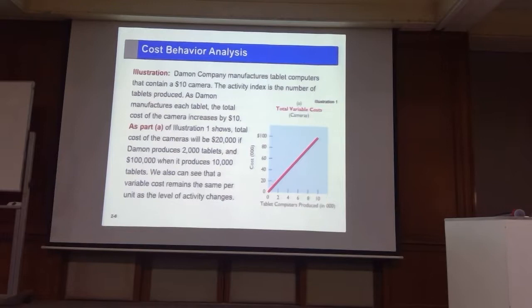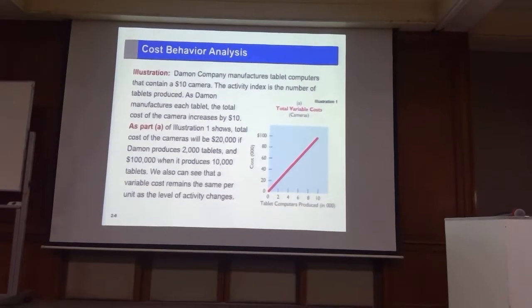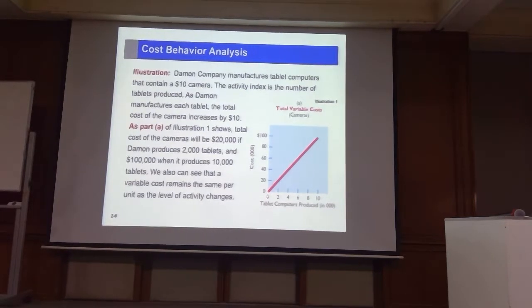Let's look at a small example here. The book gives the example about the tablet computer. Each computer has a camera, right? And each camera costs $10. If you look at the graph here, we have the cost on the Y, and we have the number of computers that you produce on the X-axis. And as you can see, the graph starts from 0. It means that if you don't produce at all, the total variable cost equals 0. If you produce more, the total cost of the camera increases as a straight line.